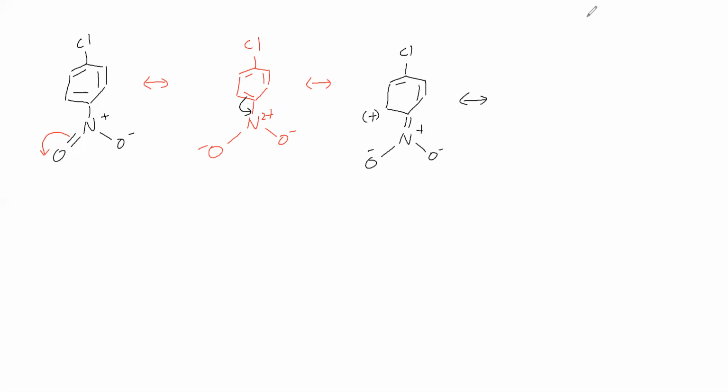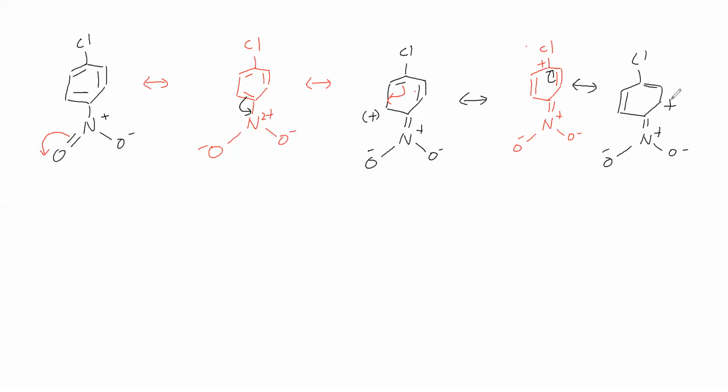Okay, next resonance structure we'll see. This pi bond is shifting to this place. Therefore, we will get here pi bond, here positive charge. Okay. So next resonance structure we will see. This pi bond shifted to this place. Now we can write pi bonds like this, positive charge here.